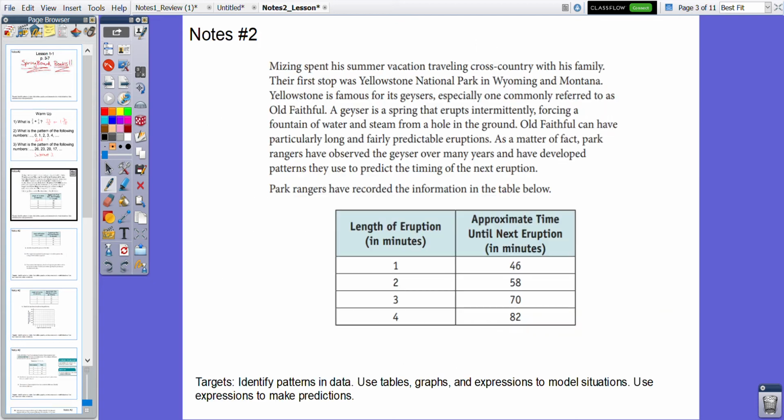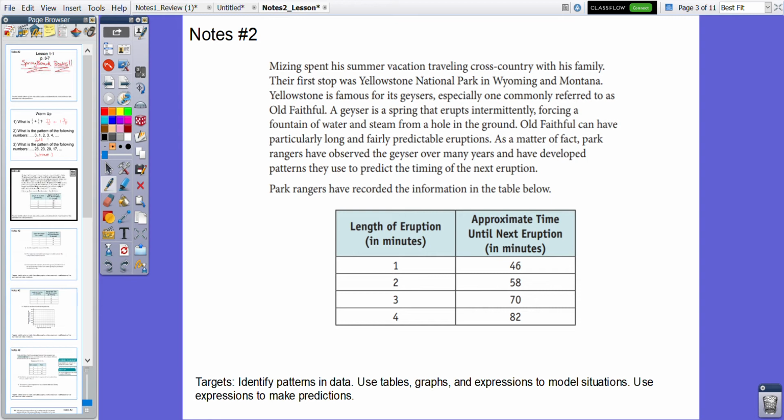Okay, so on the top of page 3, we're talking about identifying patterns in a set of numbers, like a table that we see here at the top of page 3, using tables, graphs, and expressions to model situations and to use algebraic expressions to make predictions. Okay, I'll tell you what that means when we get there later in this lesson.